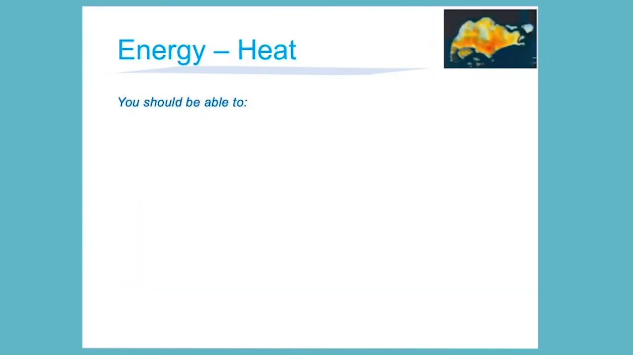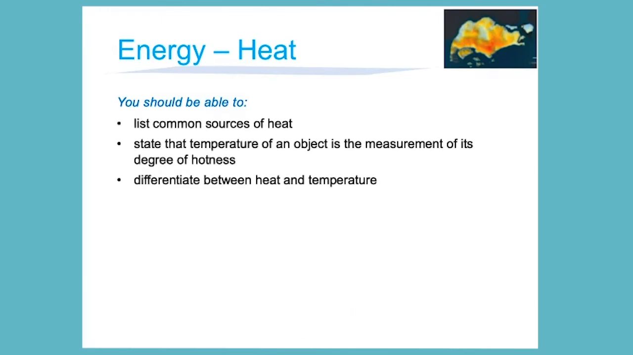Next one, let's look at energy. This time we're looking at heat energy. You should be able to state the common sources of heat, fire, sun, that kind of stuff, and state that temperature, okay, this is the definition, is the measurement of the degree of hotness of an object. Okay, so you need to differentiate between heat and temperature.